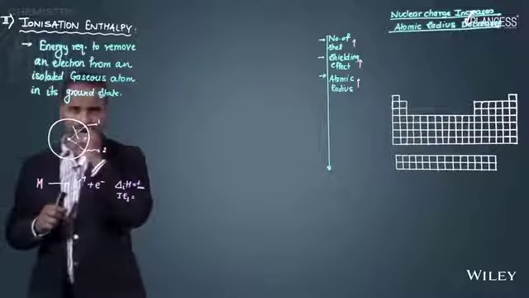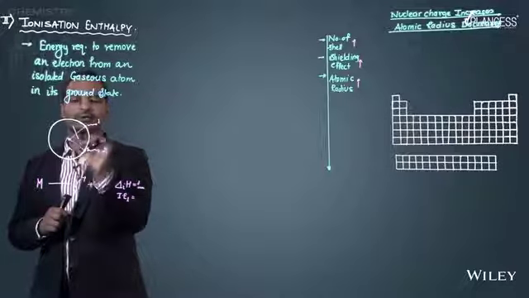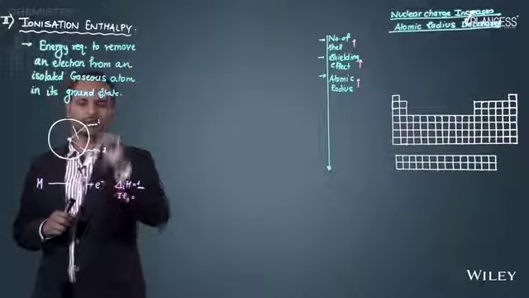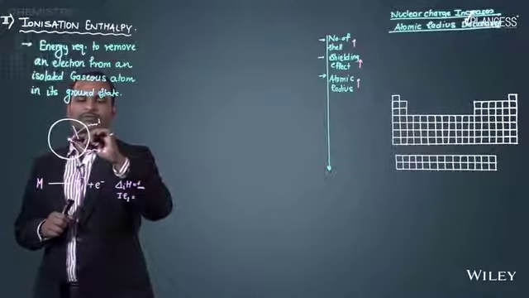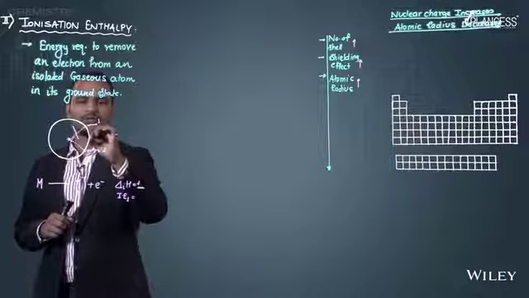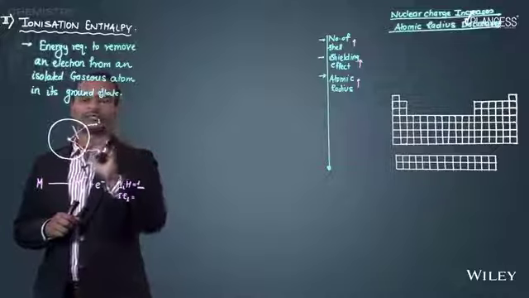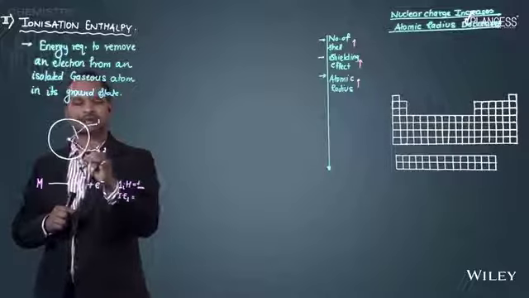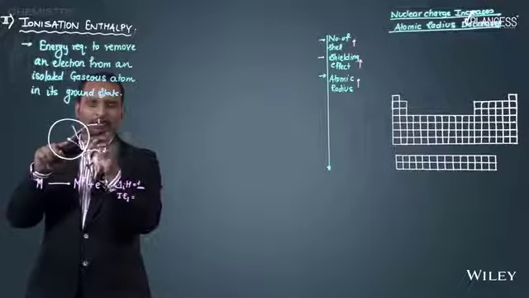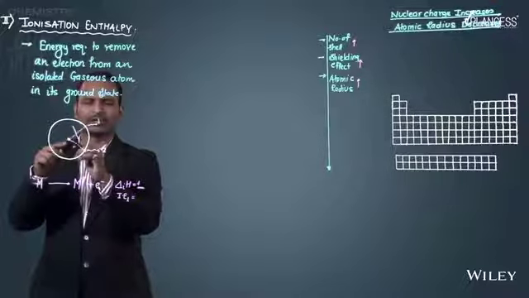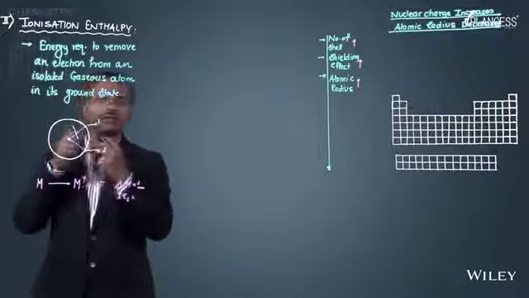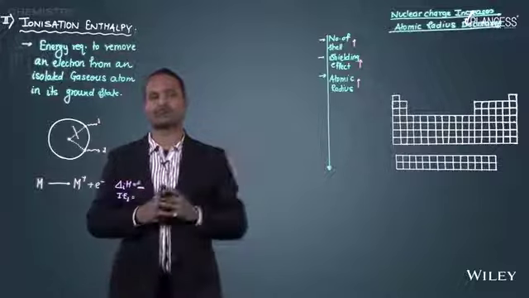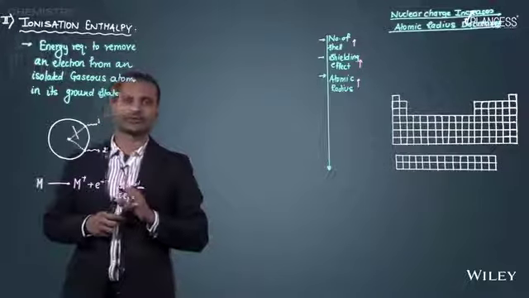The reason is that the nucleus was attracting both electrons, so whatever power the nucleus has was distributed over both electrons. But once you remove one electron, the whole power of the nucleus gets concentrated on the second electron. So after removing the first electron, the second electron is held tightly by the nucleus, and that's why more energy is required to remove that electron from the outermost shell.